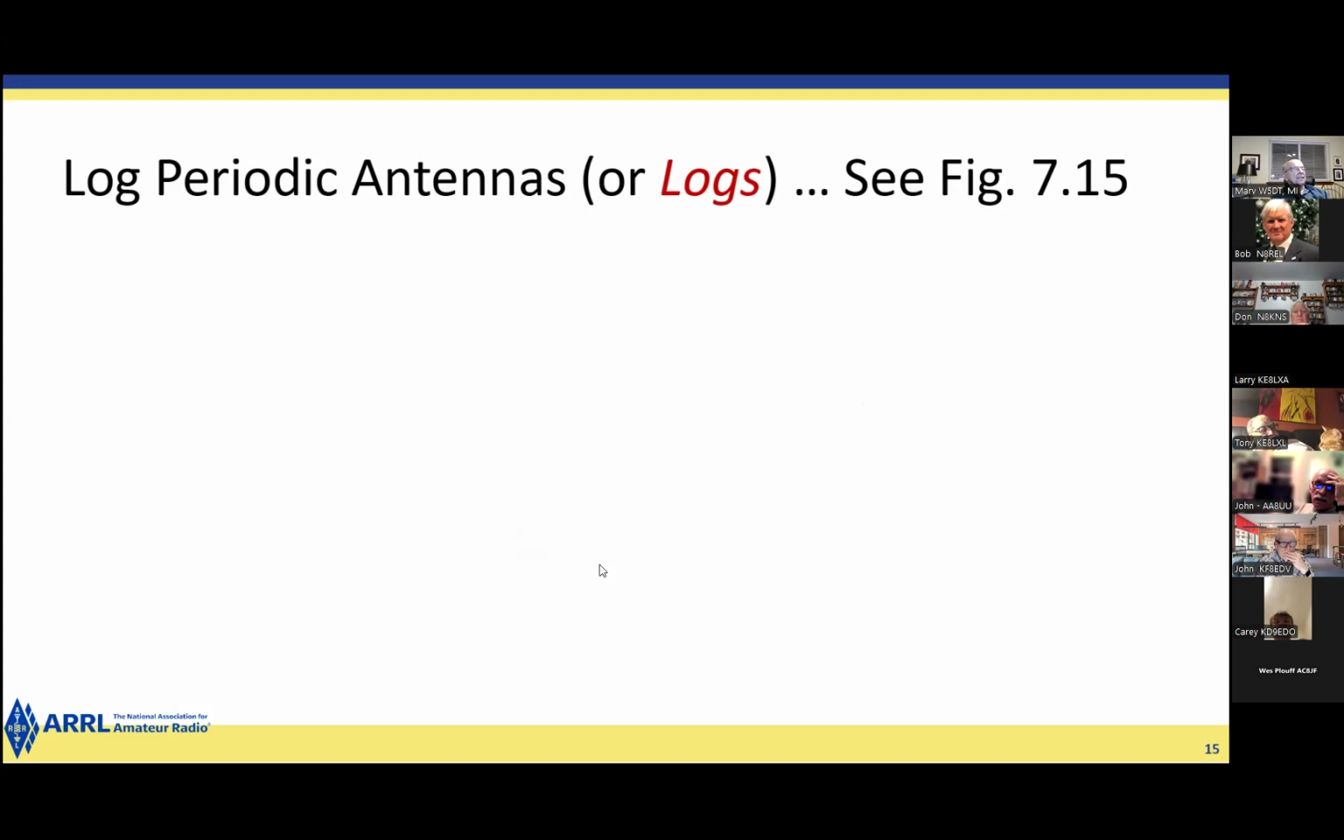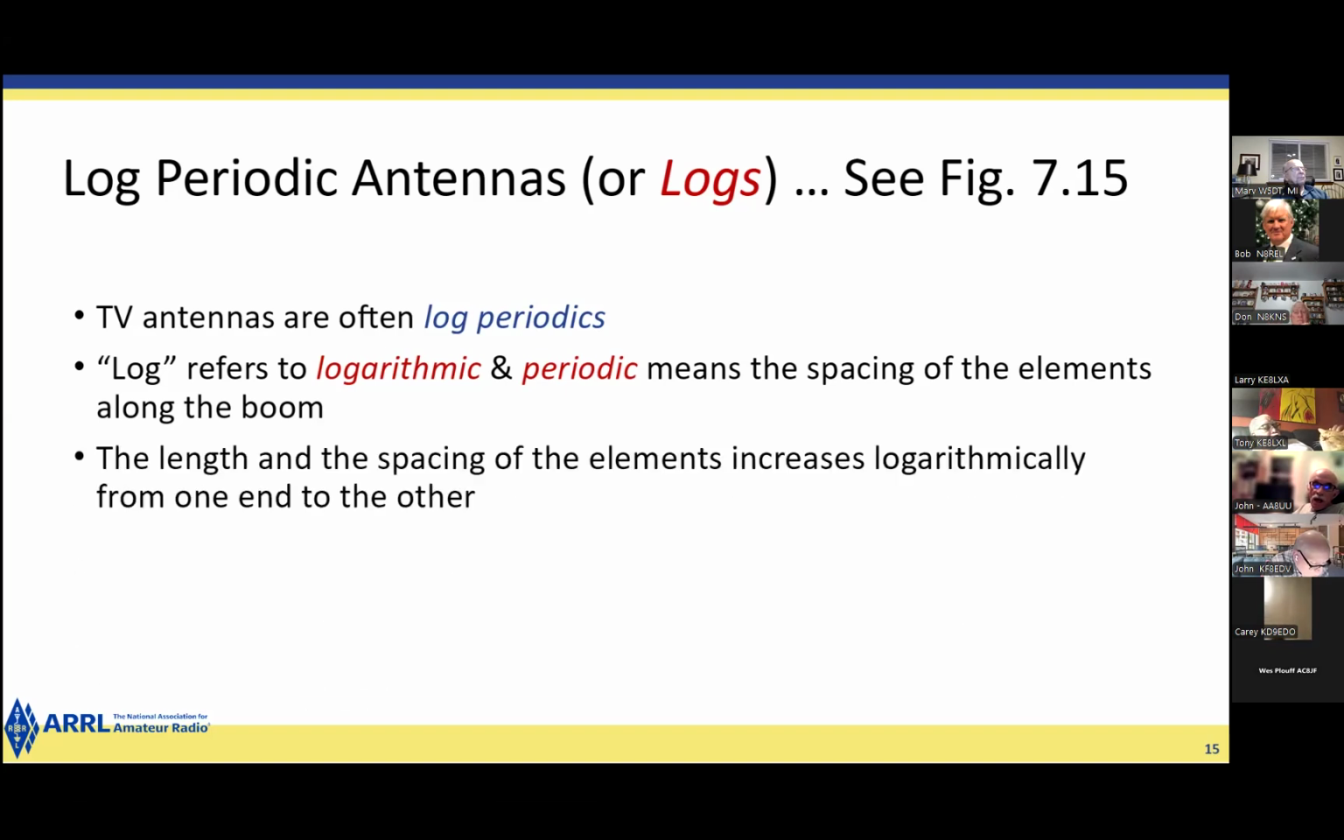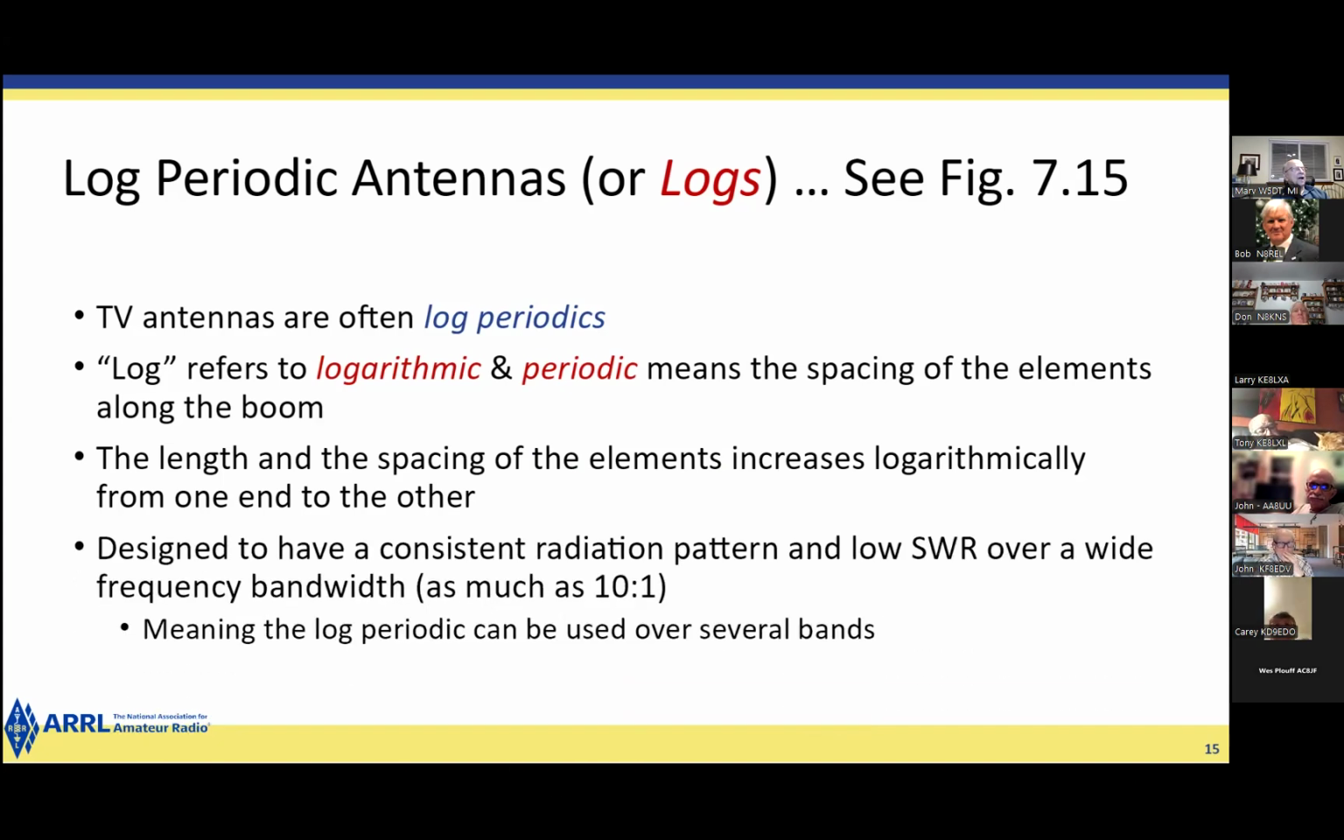Log periodics. TV antennas are often log periodics. Log refers to logarithmic, and periodic refers to the spacing of the elements along the boom. The spacing of the elements increases logarithmically from one end to the other. It's designed to have a consistent radiation pattern and low SWR over a wide frequency bandwidth, as much as 10:1.